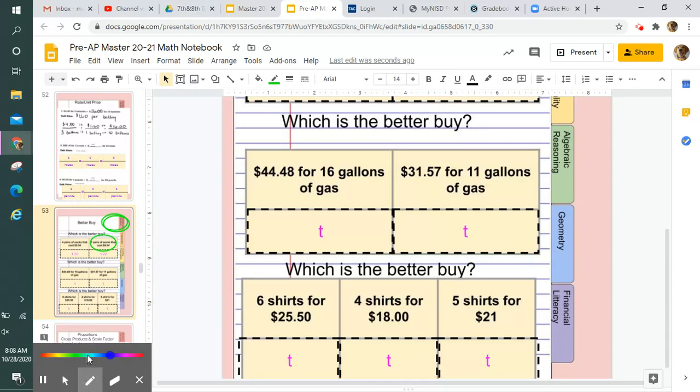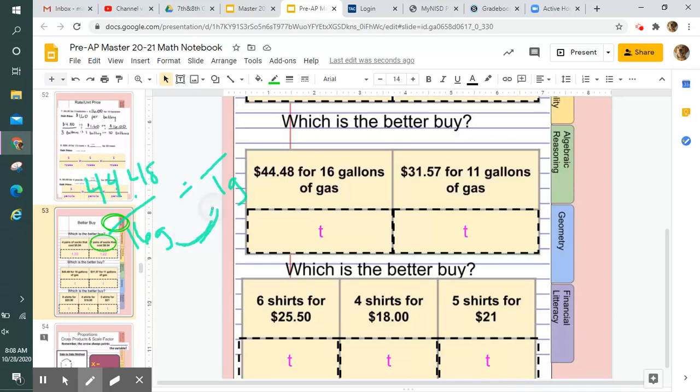So same exact thing that we did on the last one. So we're going to start with the price on top. So $44.48 for 16 gallons of gas. So we want to know how much it costs for 1 gallon of gas. So to get from 16 to 1, we have to divide by 16. So that means up top, we're going to divide by 16 as well. Okay.